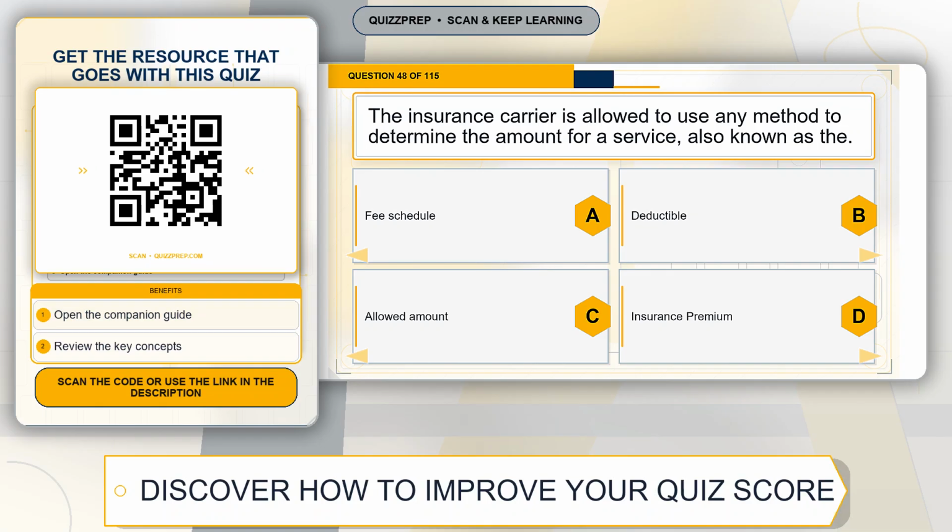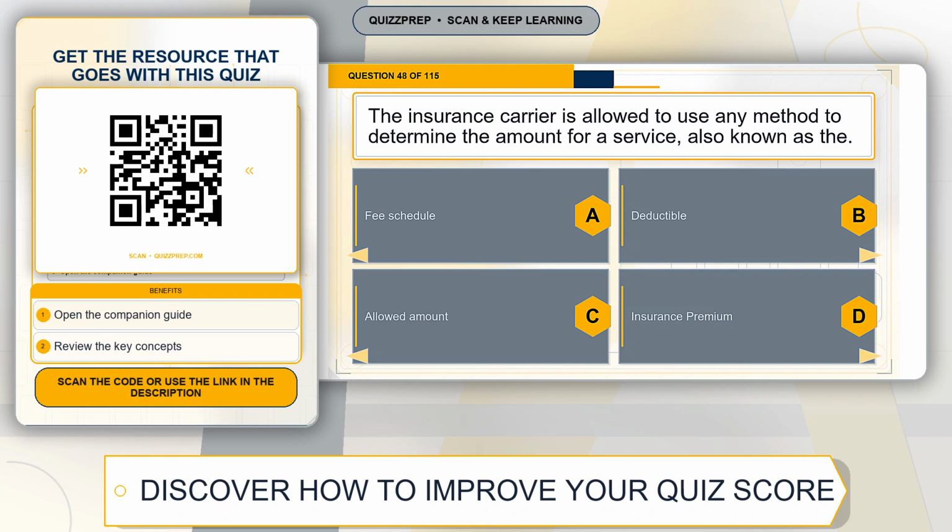Question 48. The insurance carrier is allowed to use any method to determine the amount for a service, also known as the: Option A, fee schedule. Option B, deductible. Option C, allowed amount. Option D, insurance premium. The correct answer is not shown.